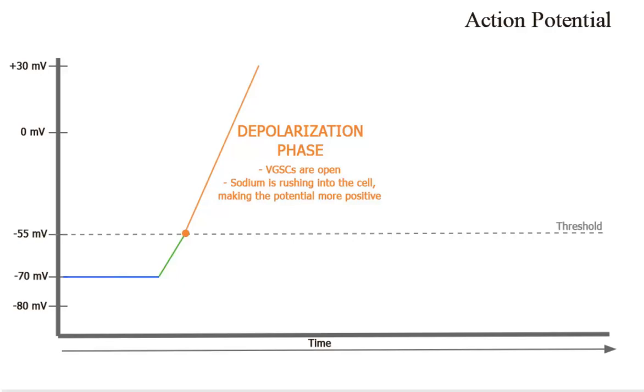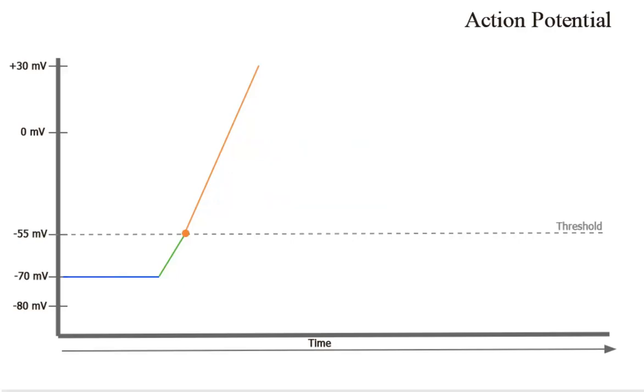Now notice that we went up to plus 30. In a previous lesson, I explained to you that sodium's happy place, or its equilibrium potential, was at plus 66 millivolts. So sodium would be happy to keep coming into the cell all the way up to plus 66. But something happens at plus 30 millivolts. If you recall from the previous lesson, plus 30 millivolts is the trigger for the voltage-gated sodium channels to inactivate. So at plus 30 millivolts, sodium can no longer come into the cell.